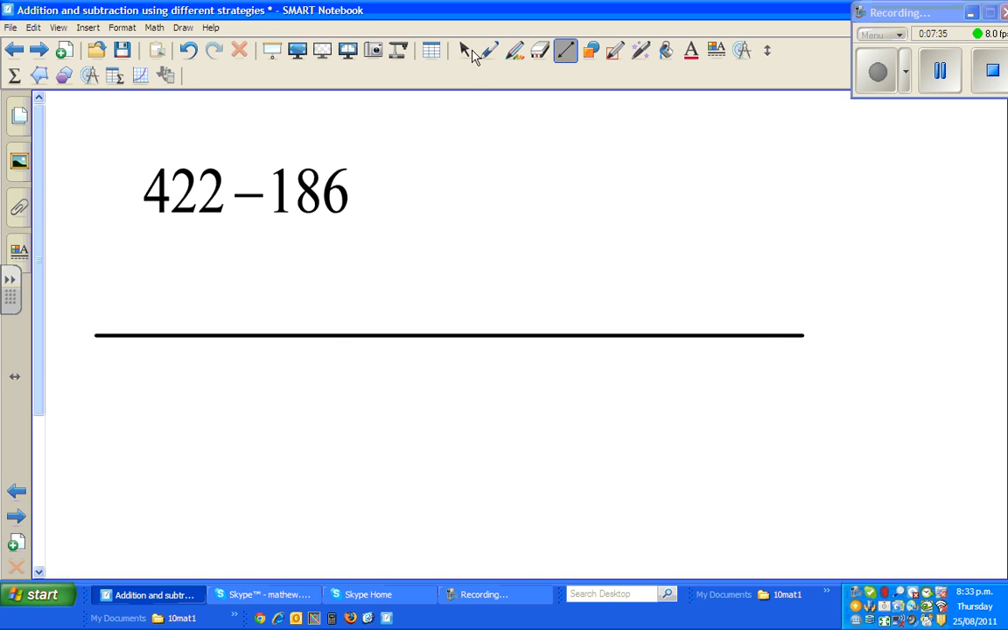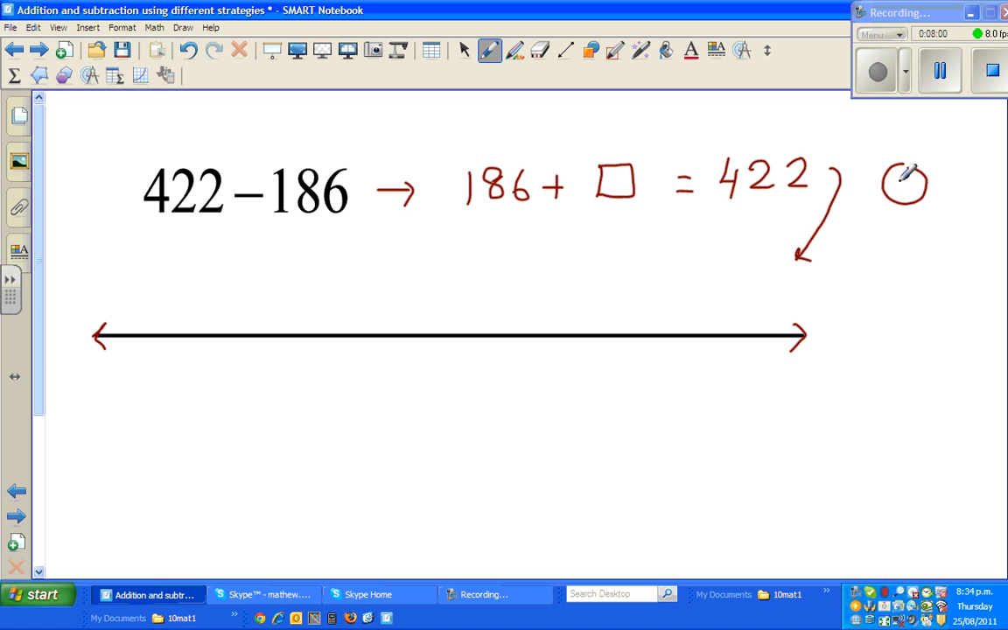So this is my number line. The arrow tells me the number is going to infinity on both sides. This question I'll change into 186 plus what, or which number, gives me 422? So this is my working, this is my thought. I'm standing here and I'm thinking: 186 plus what gives me 422?